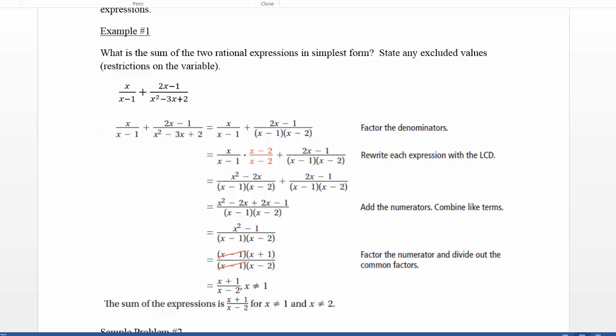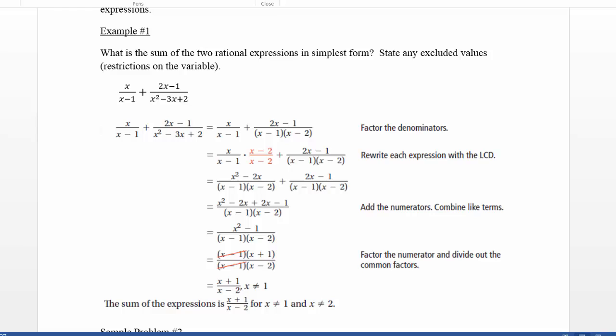It also asks us to state any excluded values or restrictions on the variable. You remember that that's just simply any value that will make any of the expressions undefinable. So if we look at this, the first thing that we did in this first step is we actually factored the second expression, and we can see that we have a common x minus 1.